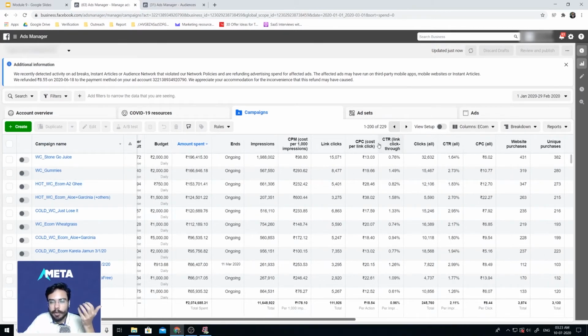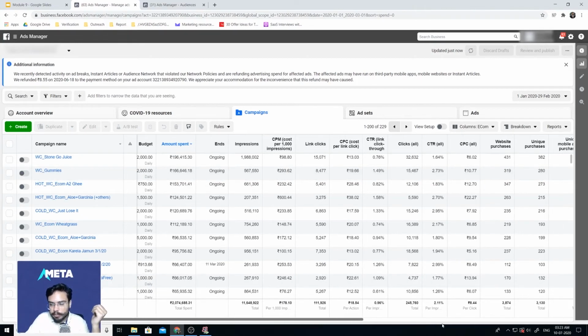Click through rate is basically what percentage of the people who saw your creative clicked on it. What was the cost per click? Cost per click is not cost per purchase. Cost per click is just how much it cost to get a person to click on your creative. That tells you how well your creative performed. And cost per purchase is how well your creative, landing page, everything at the same time performed.